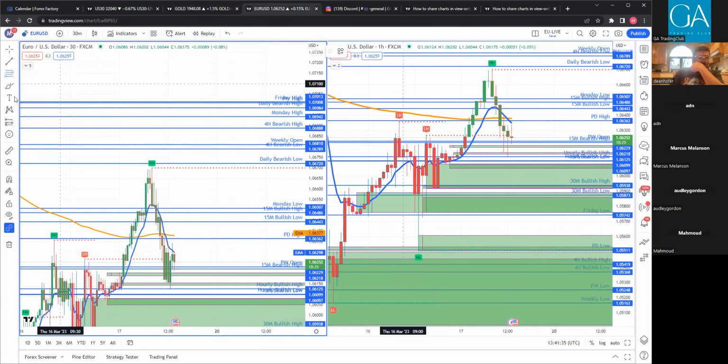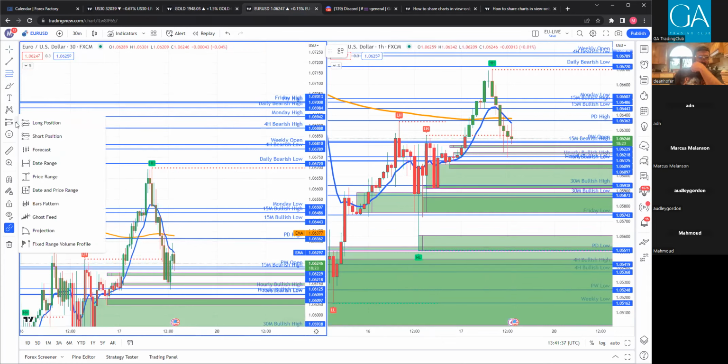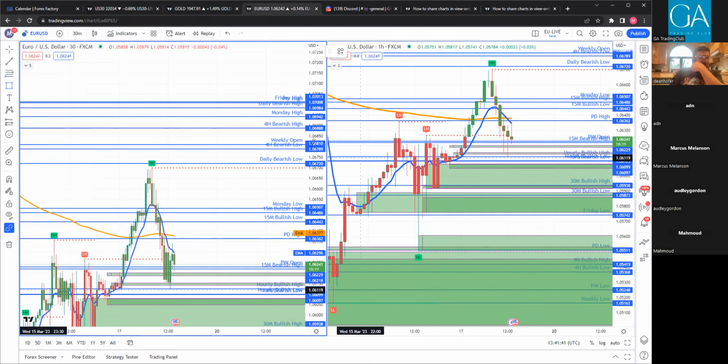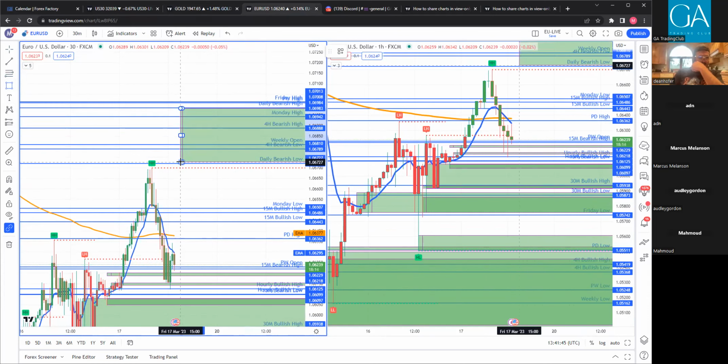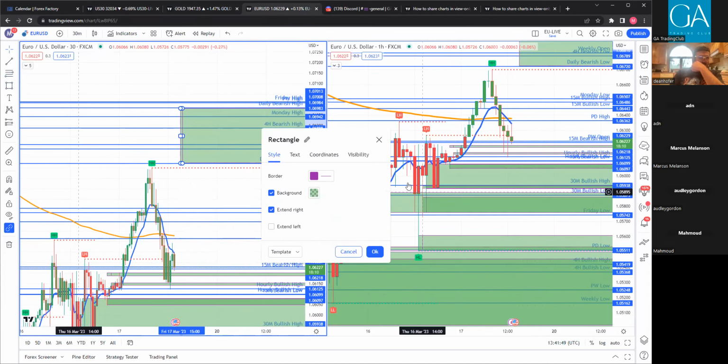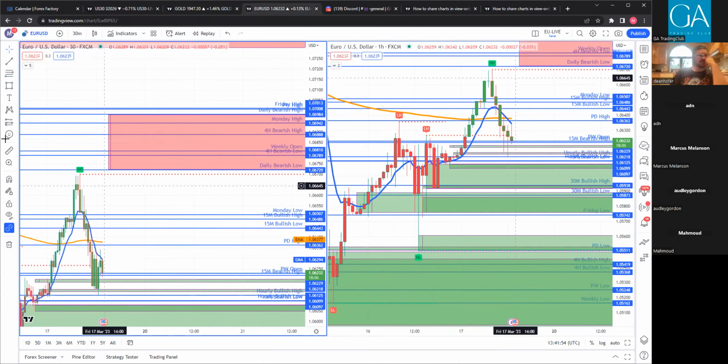For EU, we have this zone, and I still expect this zone to be retested. For you guys who are in the group, you saw that I sent out a trade that I missed getting filled in by literally 2 pips. So we have a daily bearish high and bearish low on EU right there. What I did, I saw this in the morning, and then I set 2 pending sells.